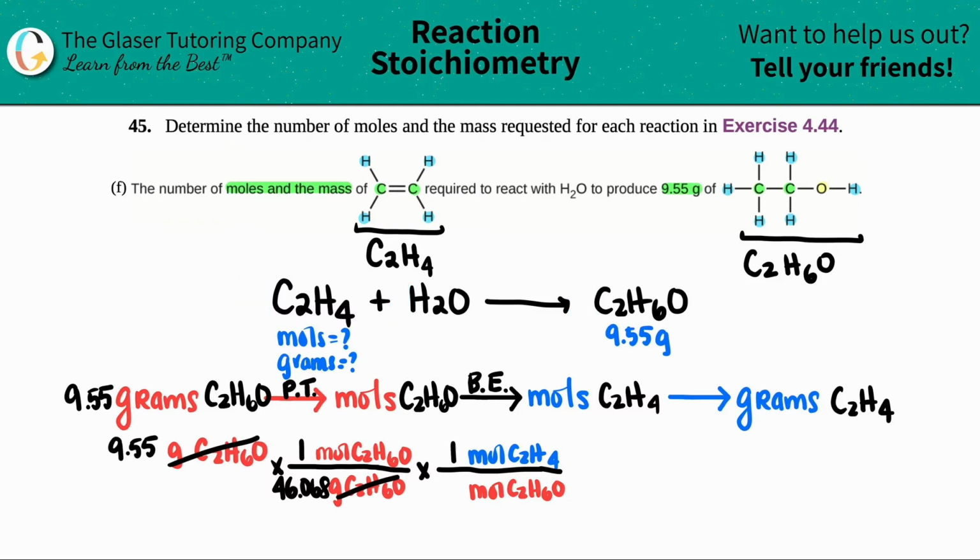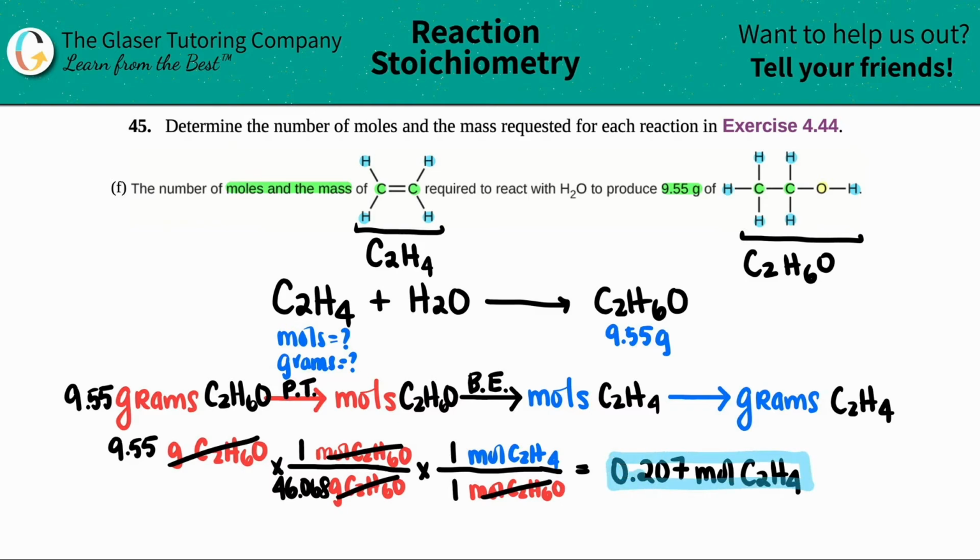So one on the top and one on the bottom. Now those units cancel, and I'm left with the unit that I want. So I'm going to set it equal because that's my first answer. I'm just going to basically divide by the 46.068, right? So 9.55 divided by 46.068, and I get 0.207 moles of C2H4, and that's my first answer.